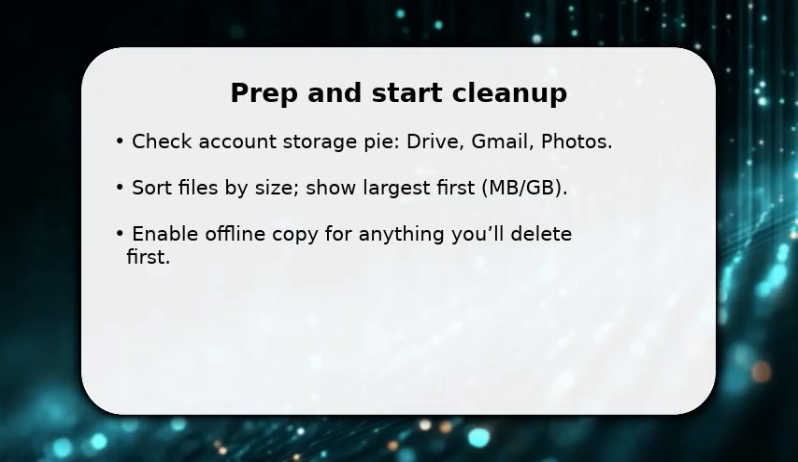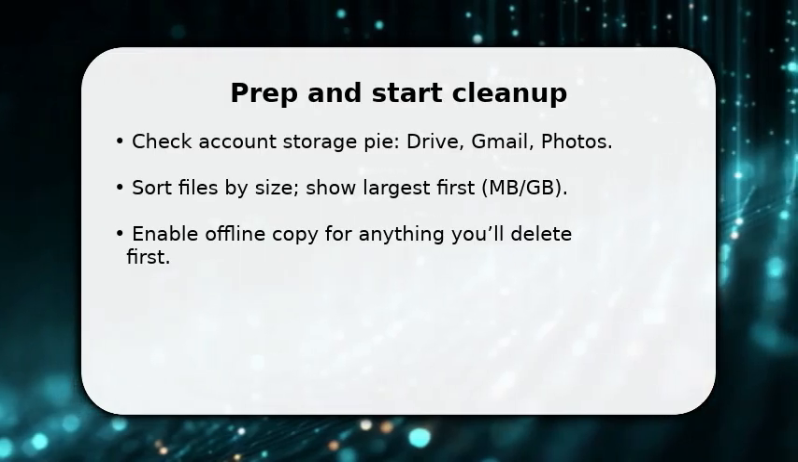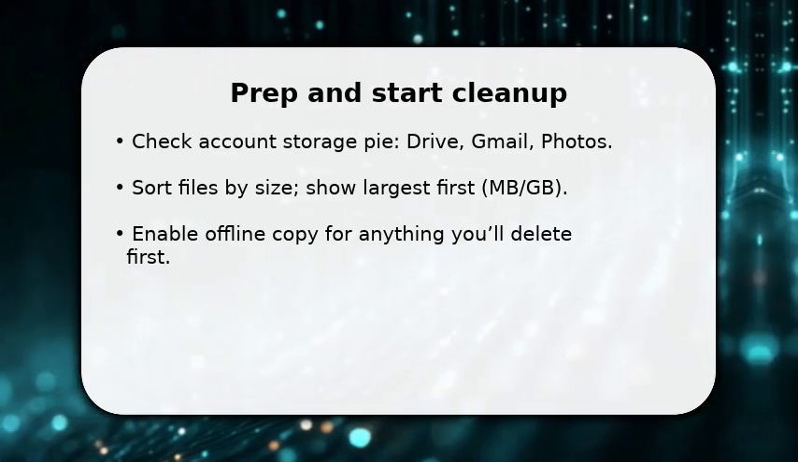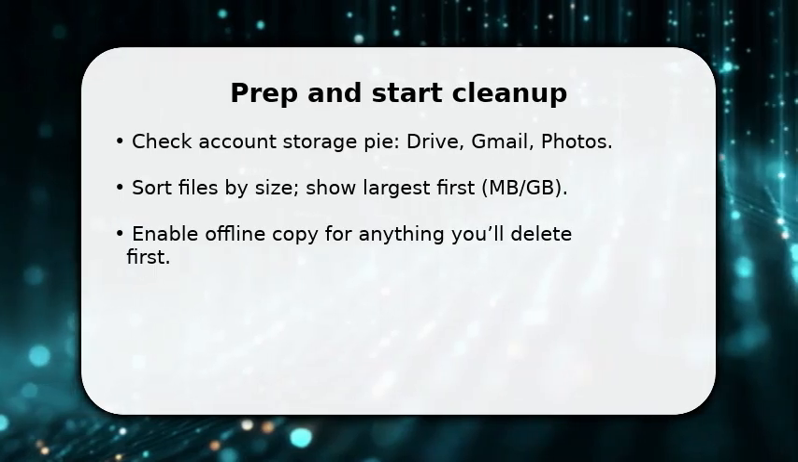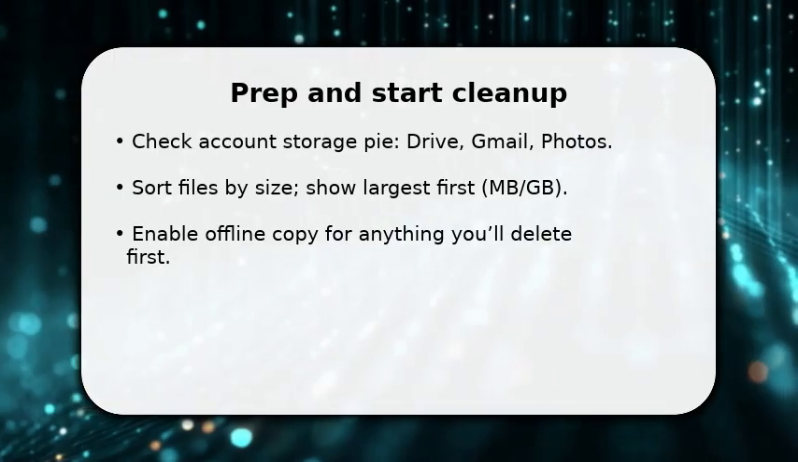You're starting with essential checks. Open Drive storage view and confirm where space is used. Drive, Gmail, Photos. Once done, switch to List View and sort by size so the biggest files show first. This saves time. Make sure to mark any critical items for offline copy before removing them.